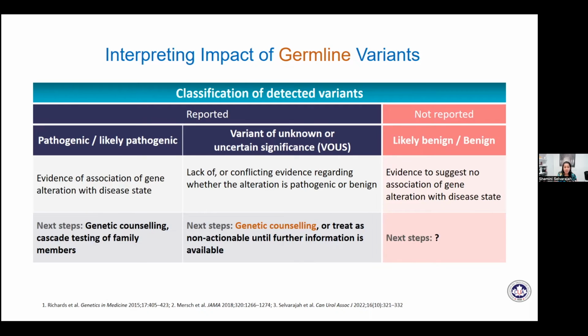And then unfortunately, right in the middle, you have these variants called VUSs, or variants of unknown or uncertain significance. This is when there's a lack of evidence or there's conflicting evidence regarding whether the alteration is pathogenic or benign. In these cases, sometimes it gets treated as a non-actionable variant until further information is available, or the patient, if they want, can still go ahead and get genetic counseling to understand what the implications are with regards to this particular variant. So this is how germline variants are classified when you see them in the report.